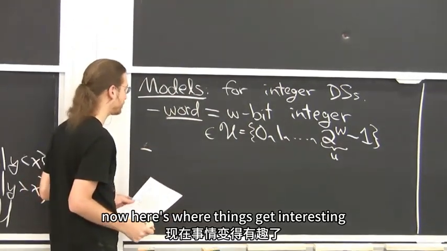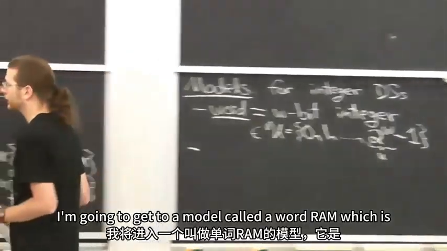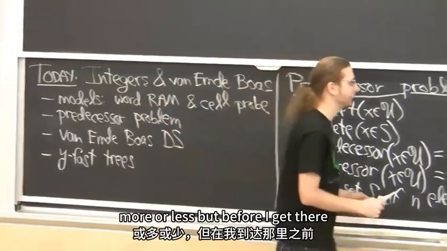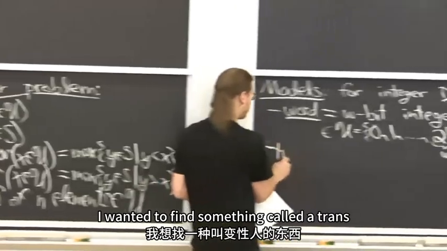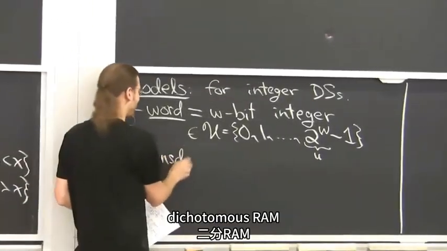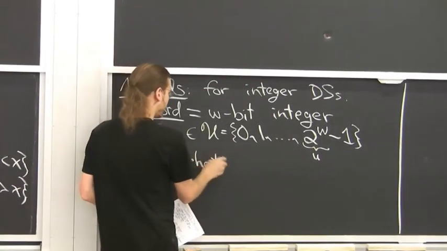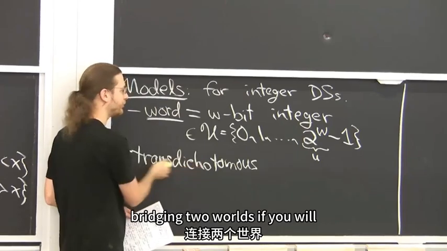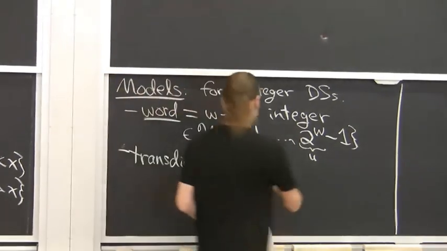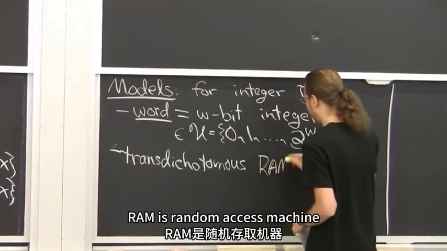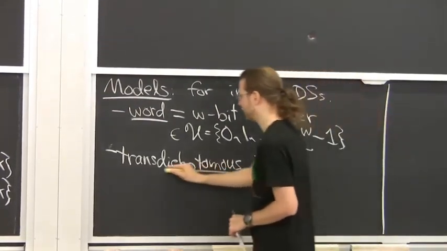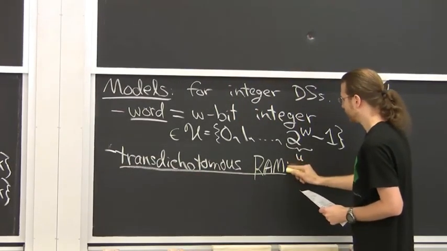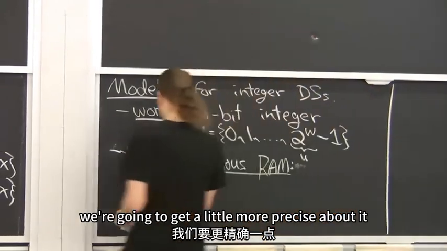Now, here's where things get interesting. I'm going to get to a model called a word RAM, which is what you might expect, more or less. But before I get there, I want to define something called a transdichotomous RAM. Tough word to spell. It just means bridging a dichotomy, bridging two worlds, if you will. RAM is random access machine. I've certainly mentioned the word RAM before, but now we're going to get a little more precise about it.